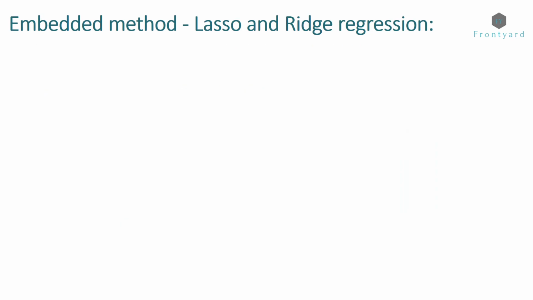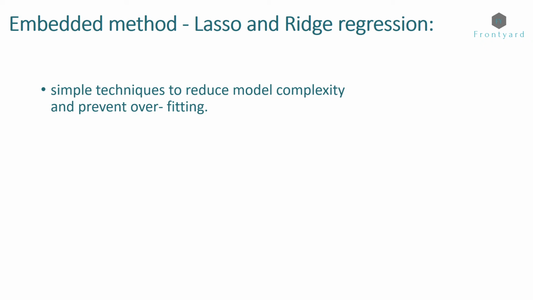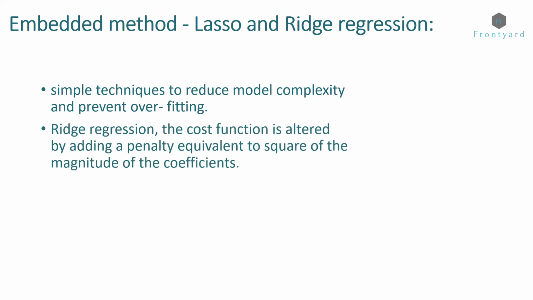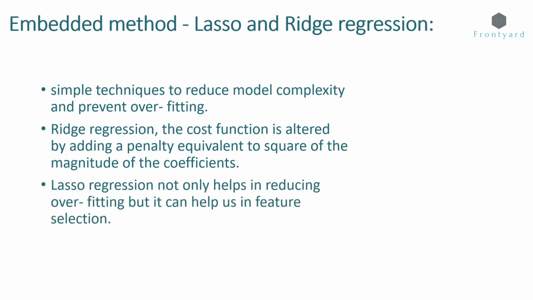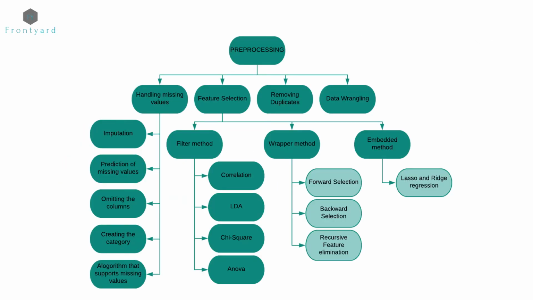Next, lasso and ridge regression in embedded method. It is a simple technique to reduce model complexity and prevent overfitting. Ridge regression: the cost function is altered by adding a penalty equivalent to square of the magnitude of the coefficients. Lasso regression not only helps in reducing overfitting, but it can help us in feature selection. Don't worry about the new terms. We will do a separate video on this topic.